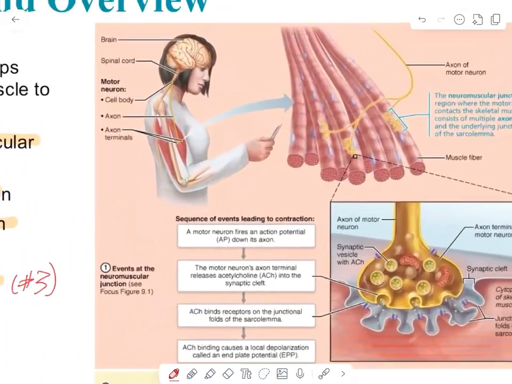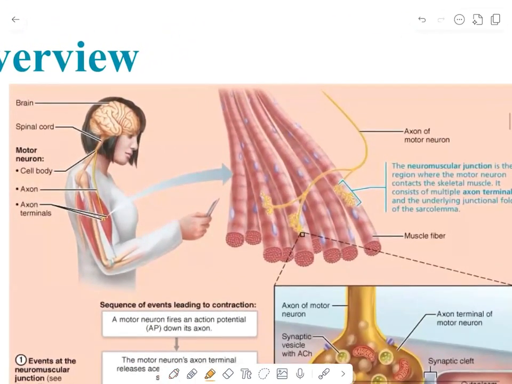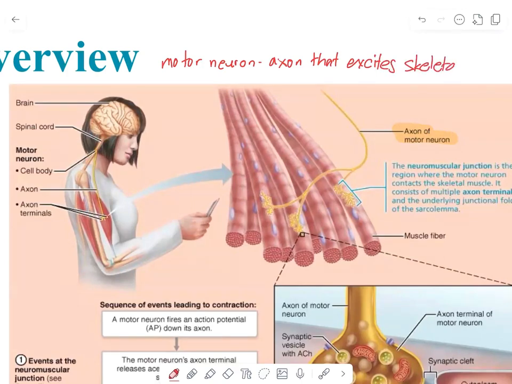So for the big picture, I'm going to zoom in, then I'll zoom back out. But first we see the axon of the motor neuron. So what we have here is what's called the motor neuron, and the definition of a motor neuron is going to be the axon specifically that excites the skeletal muscle. So that's why we use the term motor here. That's an important term to make sure that you know.